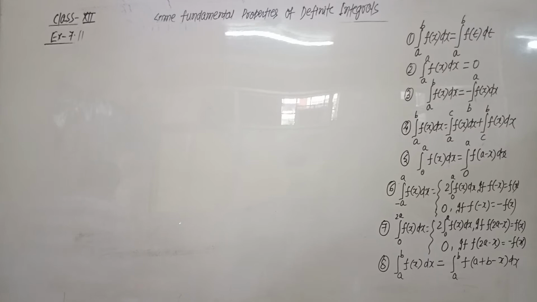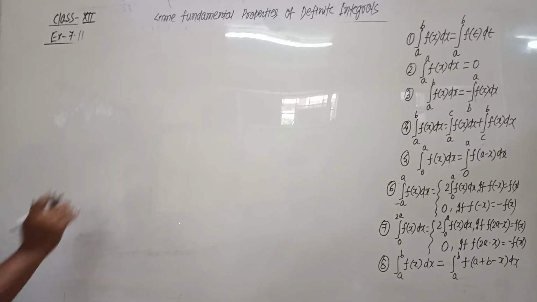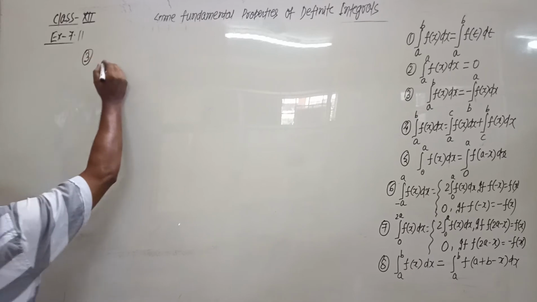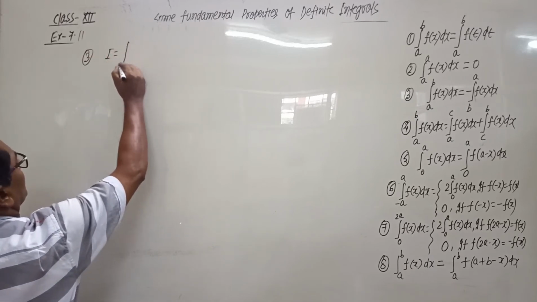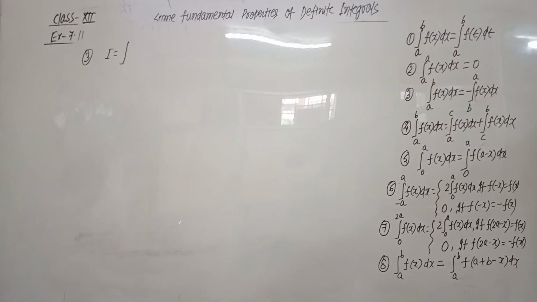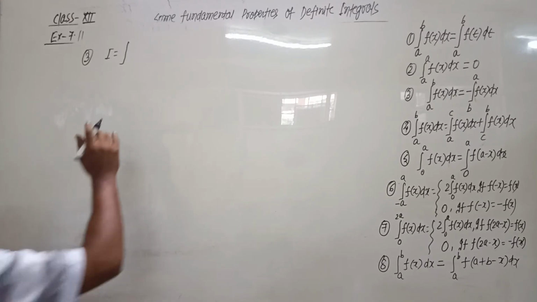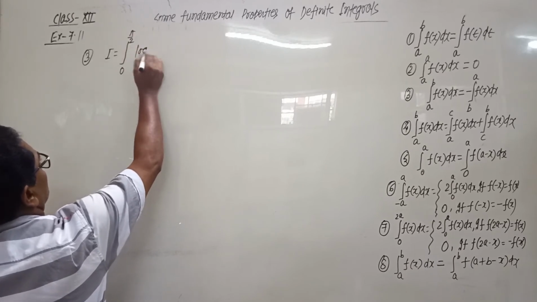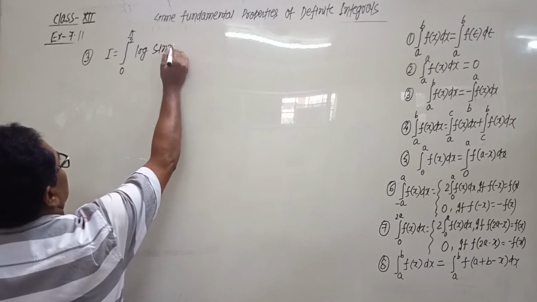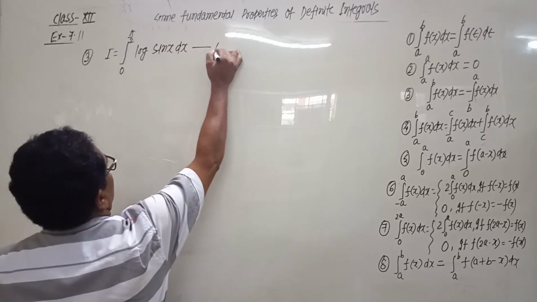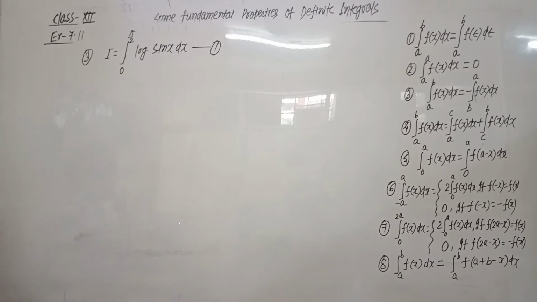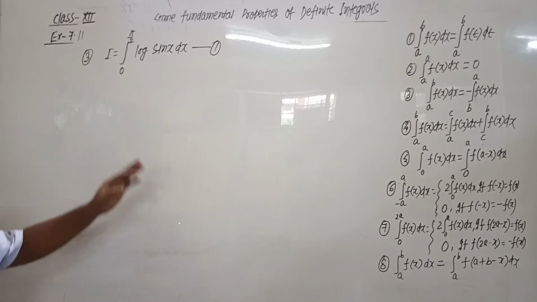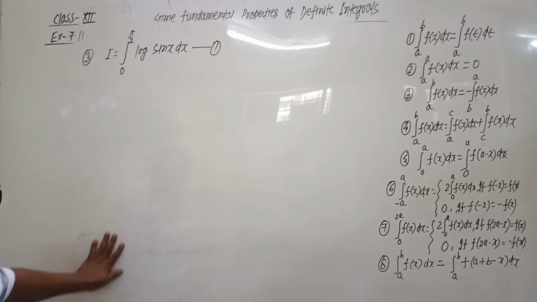See another example. Integration 0 to pi by 2 log sin x dx. Integration limit from 0 to pi by 2, and log sin x dx. Firstly, name it first number equation. 0 to pi by 2 log sin x dx. Name it first number equation. Then use the property.